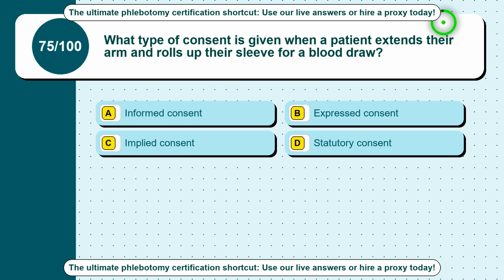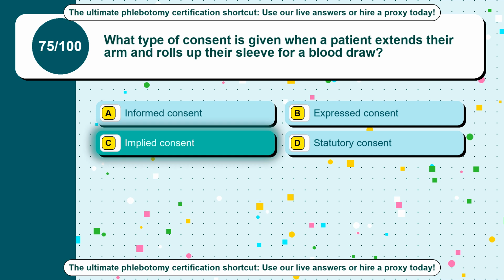Question 75. What type of consent is given when a patient extends their arm and rolls up their sleeve for a blood draw? Option A, informed consent. Option B, expressed consent. Option C, implied consent. Option D, statutory consent. The correct answer is option C, implied consent.